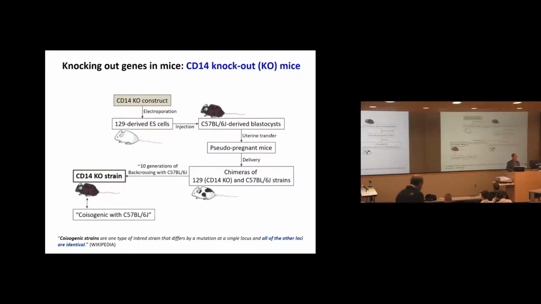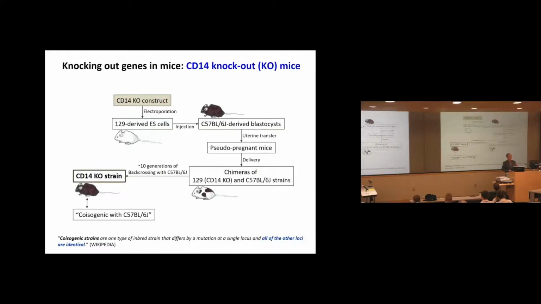So now I'm getting into another type of mouse research. It is the knockout system. So we introduced CD14 knockout mice in combination with TLR4 mutant to study LPS signaling. So it briefly describes how this CD14 knockout is made. There's a CD14 knockout construct, and then it will be electroporated into 129 derived embryonic stem cells. And then those recombinant stem cells will be injected into C57 black 6J derived blastocysts. There will be pseudopregnant mice, and then there will be chimeras of 129 and C57 black 6J.